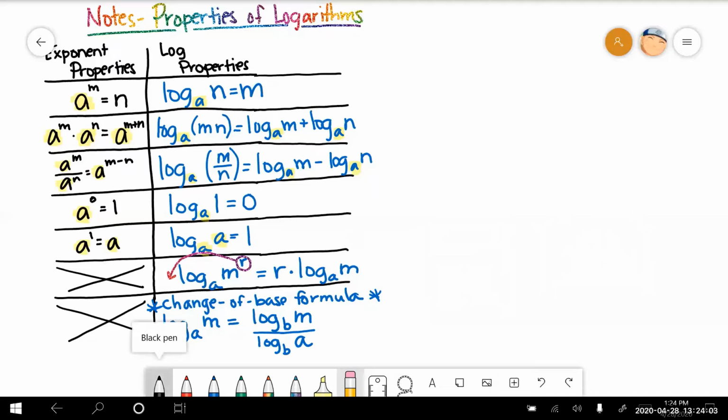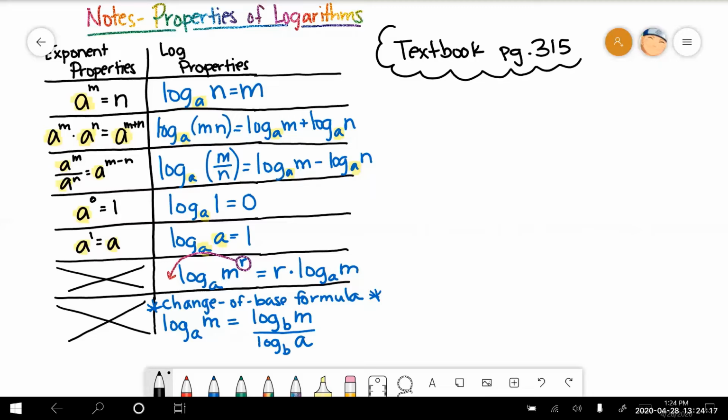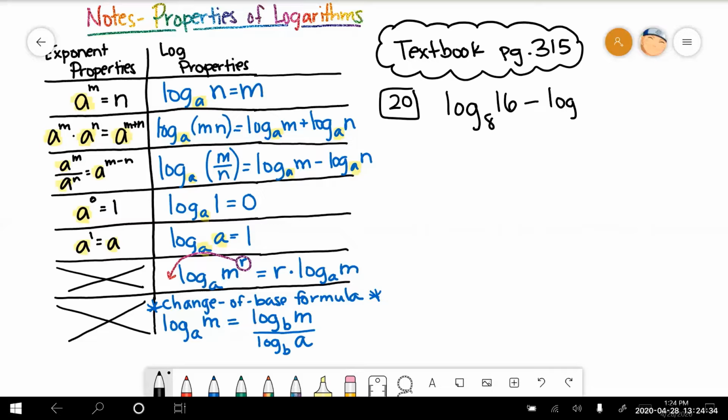Okay? So once again, we are looking in our textbook, and we are looking at page 315. Again, that's section 5.5, properties of logarithms. And we're going to start with problem 20. Okay, and problem 20 looks like this. We've got log base 8 of 16 minus log base 8 of 2.